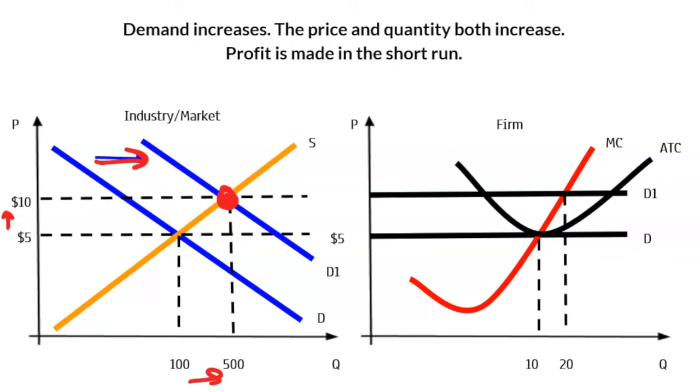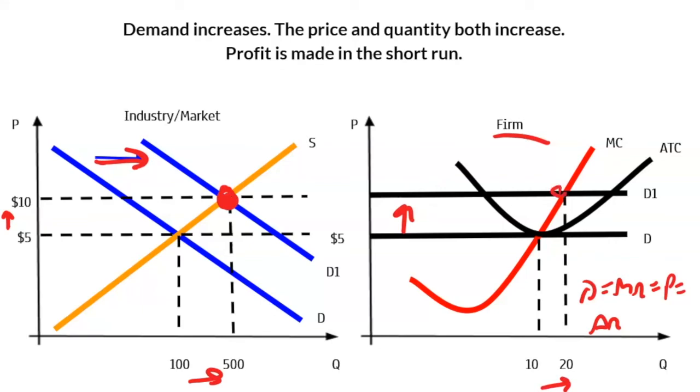And so on our firm graph, we see an increase in our demand curve, in our marginal revenue curve, and our price curve, because remember, demand equals marginal revenue equals price. It also equals average revenue. And so at this point with the firm, the price increased, the quantity also increased here. And so profit is being made in the short run.